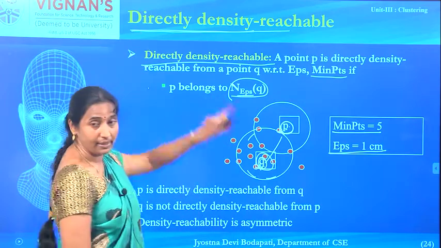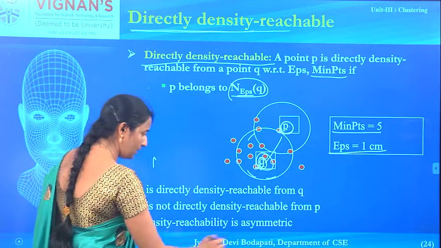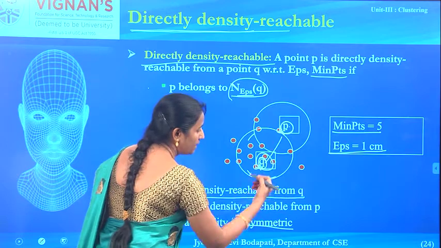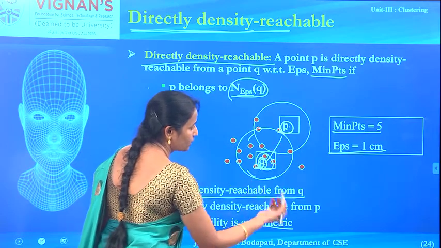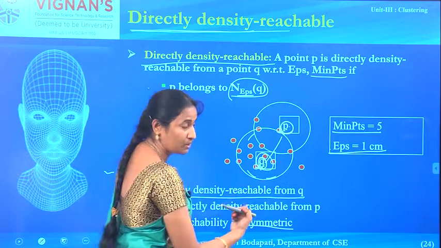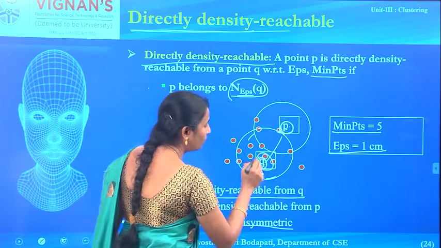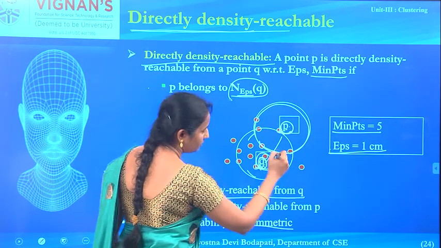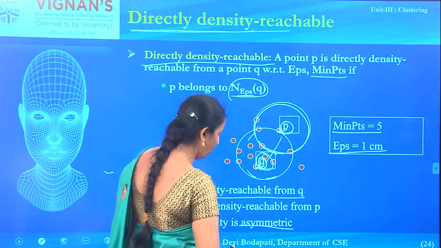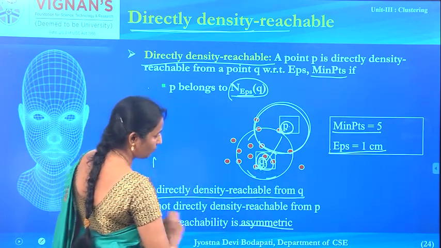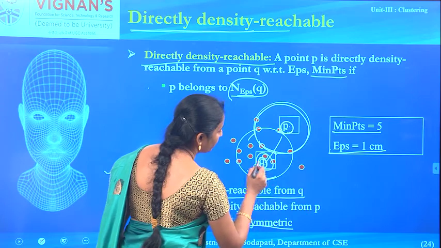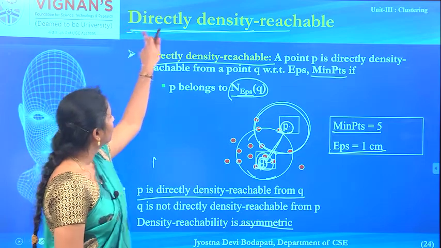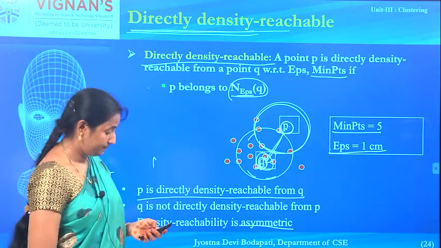That's how we can define directly density reachable, and this is asymmetric. If you observe, P is directly density reachable from Q, because P is in the nearest neighborhood of Q with respect to the minimum number of points and epsilon, whereas Q is not in the nearest neighborhood of P. For P, this is the region, and Q is not in it. That is how Q is not directly density reachable from P.